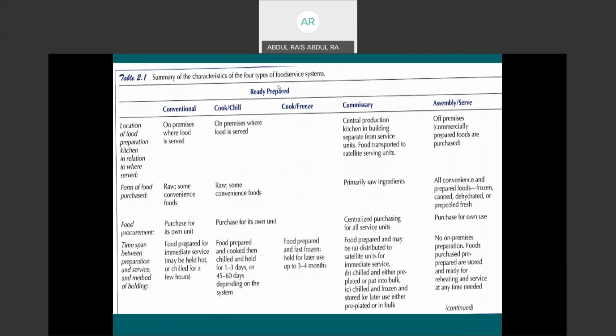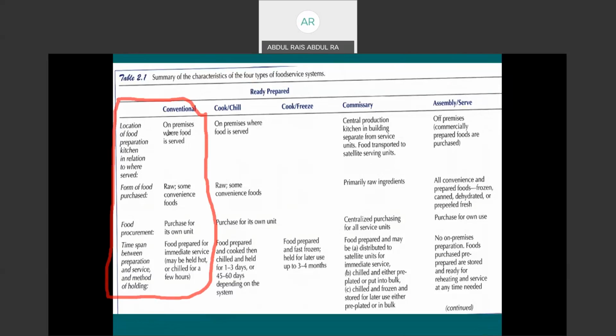Okay, kita tengok summary-nya di sini. Kita tengok conventional food service, apa dia kata. Tengok sini saja. Okay. Conventional food service, location dia ialah on-site premise where the food is served. Meaning dia tak perlu hantar ke mini sites yang lain.